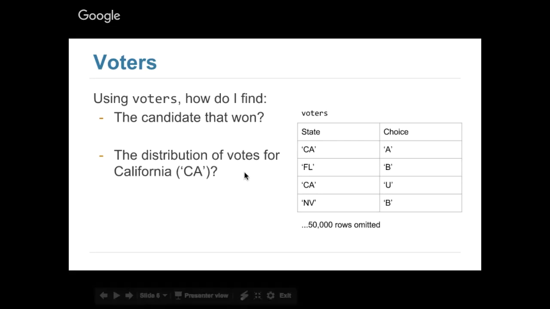Cool. So the second question, the distribution of votes for California. Typically, when we want a distribution, we want A, B, and U, and the counts for A, B, and U just for California. So in that case, it's not too much of a stretch after the first one. Before you do the group, you do a .where. Before you do grouping on voters, you do voters.where state is California. That gives you only the rows for California. And then you can call .group on the choice column. That'll give you the counts for the candidates for California.